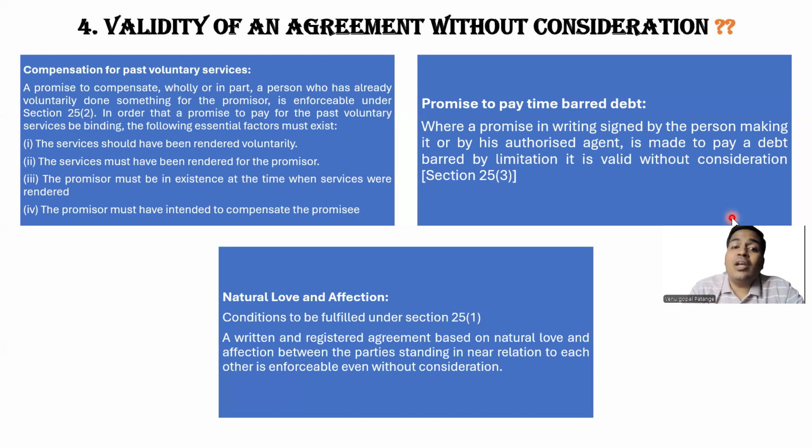The last one is natural love and affection. There is a near relationship between father, mother, sister, daughter, uncle, aunt, cousin, etc. Based on your natural love and affection, you are giving something to them without expecting anything from them. So there is only one-way consideration. There is no two-way consideration, right? So what are the conditions you need to satisfy? There should be a near relationship established.